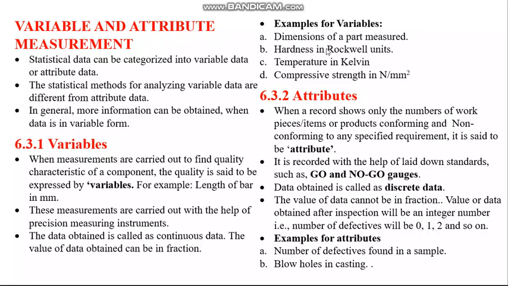Now examples of variables are given here. Dimensions of a part, like length or diameter or thickness or some such things. Hardness in Rockwell units, the hardness number, is another data. Then temperature in Kelvin, compressive strength in Newton per mm square. These are some of the examples of variables.